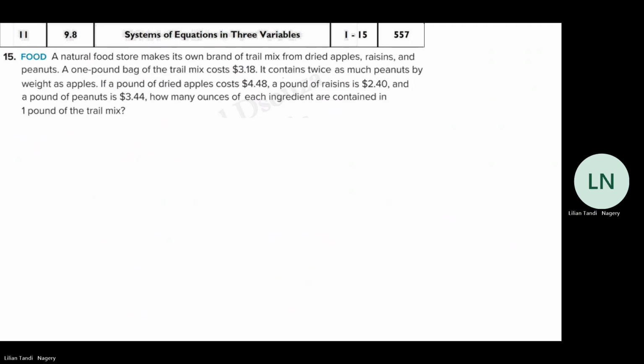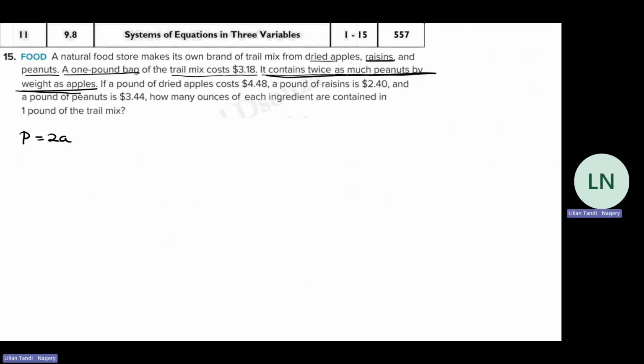Okay. A natural food store makes its own brand of trail mix from dried apples, raisins, and peanuts. A 1-pound bag of trail mix costs this. It contains twice as much peanuts as apples by weight. P equals 2A. Just by reading that sentence, I knew I needed to write an equation.